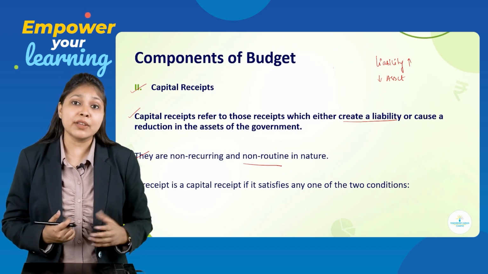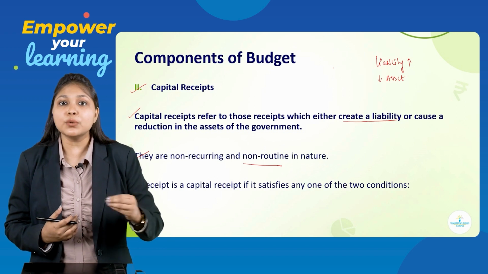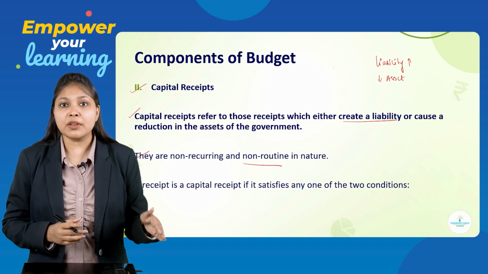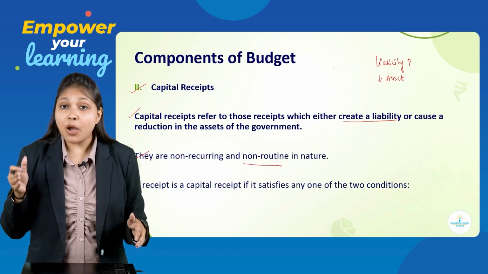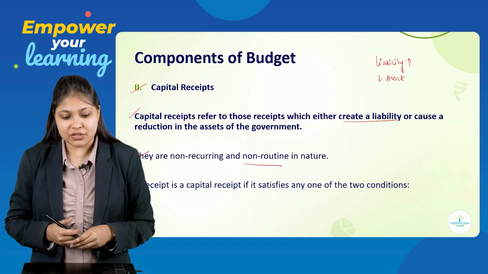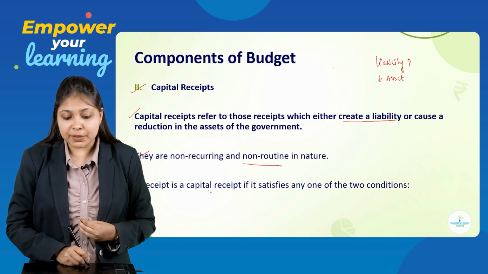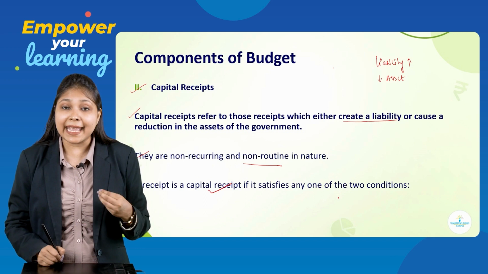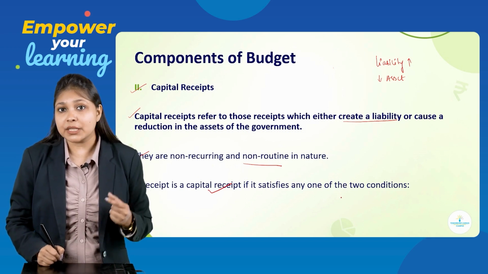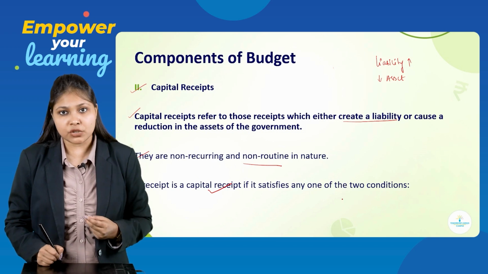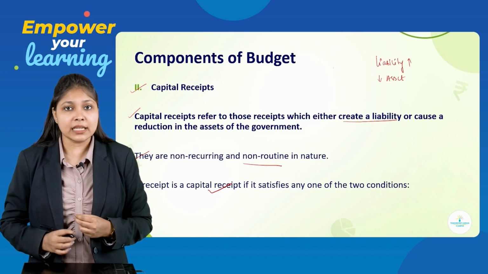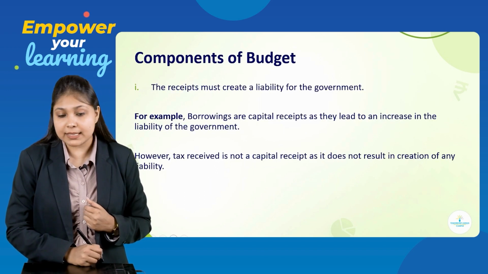Whereas when we studied revenue receipts, we had seen that those receipts were in recurring nature. So the basic difference between revenue receipts and capital receipts is that all the capital receipts are non-recurring or non-routine in nature. A receipt is a capital receipt if it satisfies any one of the two conditions. Again, to call a receipt a capital receipt, we have two major conditions. If they satisfy the condition, then only the particular receipt will be called a capital receipt.